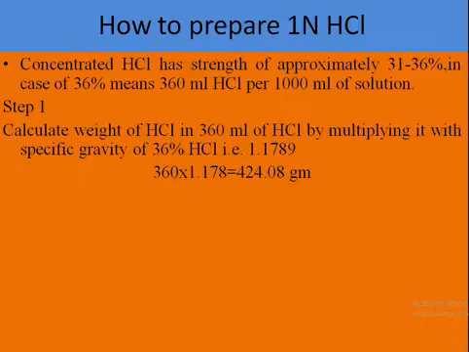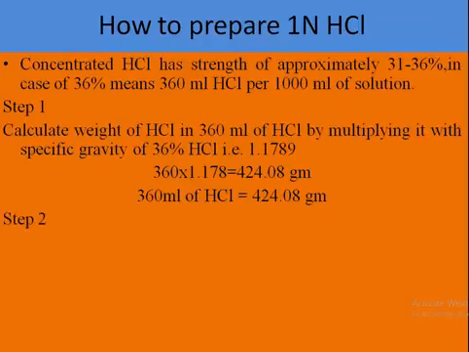So we will use this formula: multiply the specific gravity with the mLs of HCl and we get the value of 424.08 grams, which means 360 ml of HCl is equal to 424.08 grams of HCl.